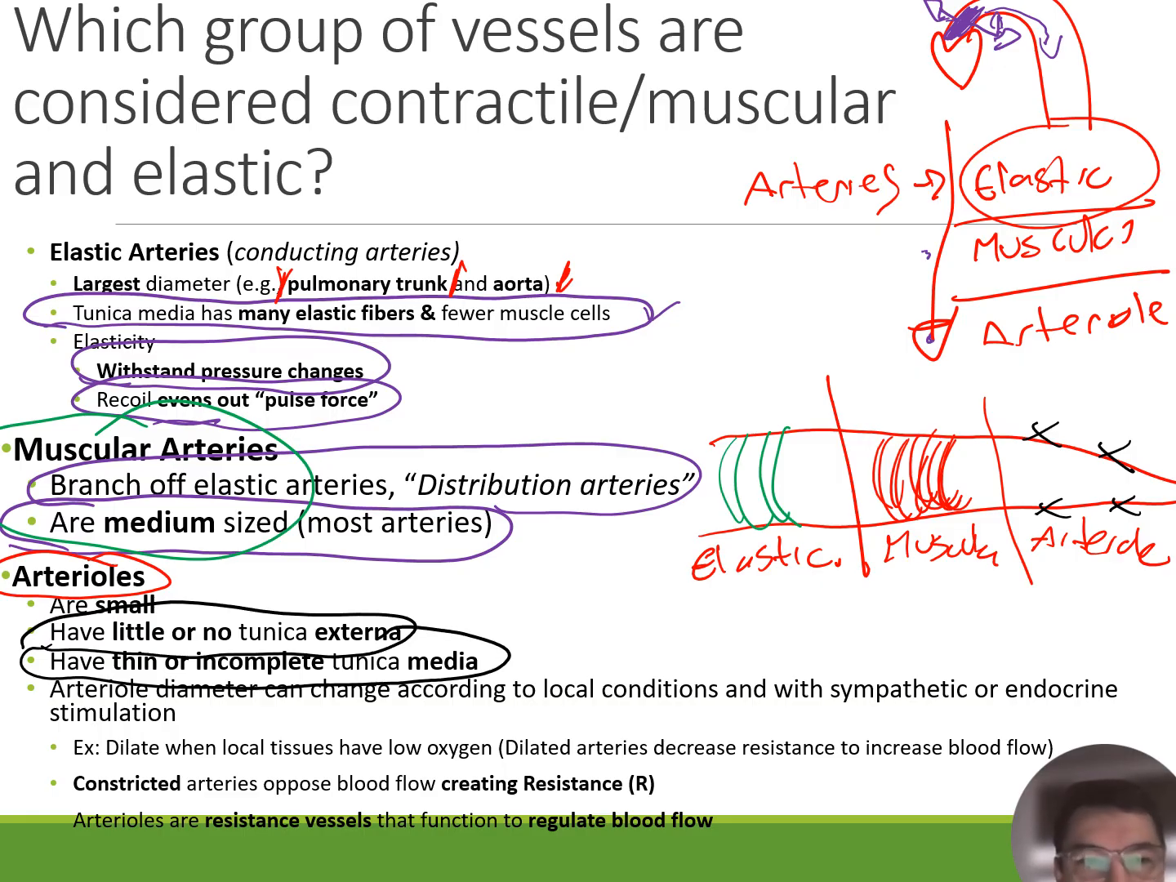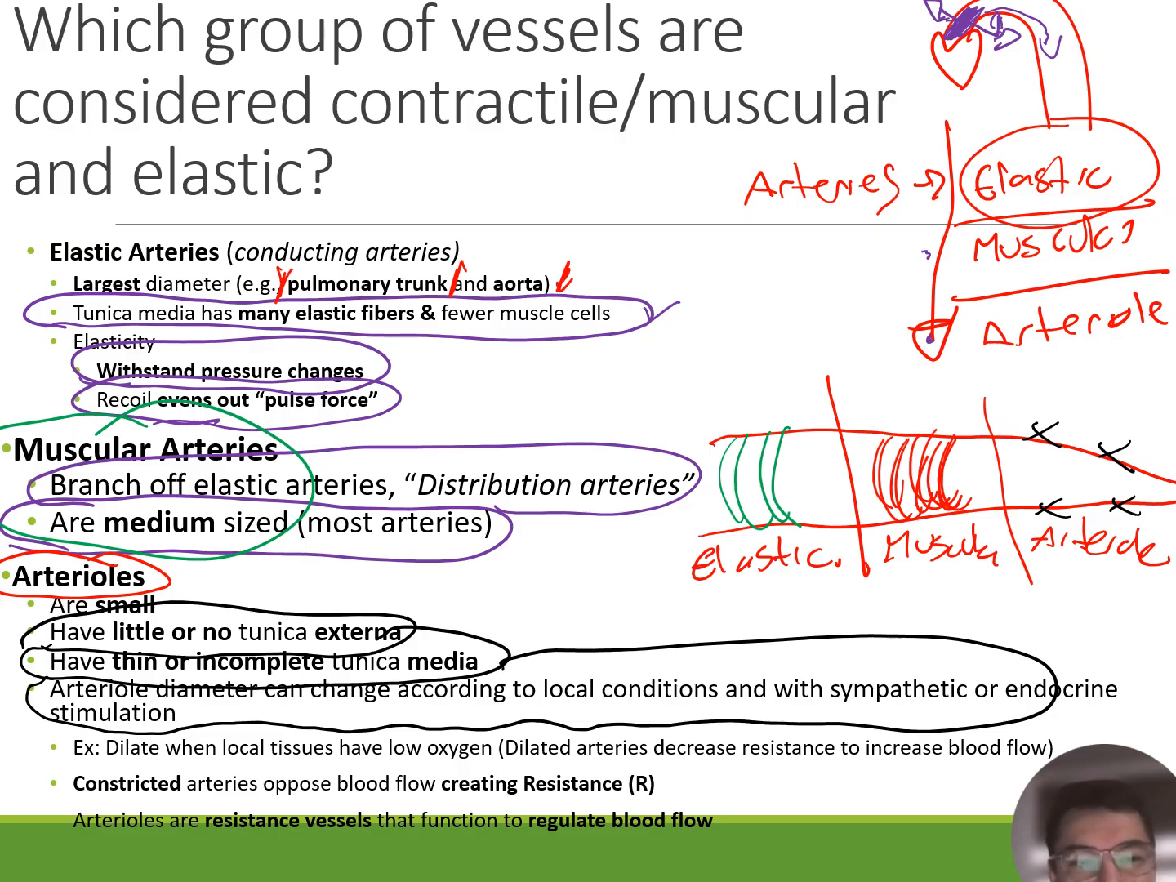It's mostly endothelium. The arteriolar diameter can change according to local conditions and sympathetic activation or stimulation. Because the lumen has decreased so much, the lumen, remember, the inside of that vessel, is so small, even though we have very little to none of that tunica media, just a little bit of contraction can significantly reduce that lumen, increasing resistance within that vessel. Resistance, remember, is what is opposing flow.